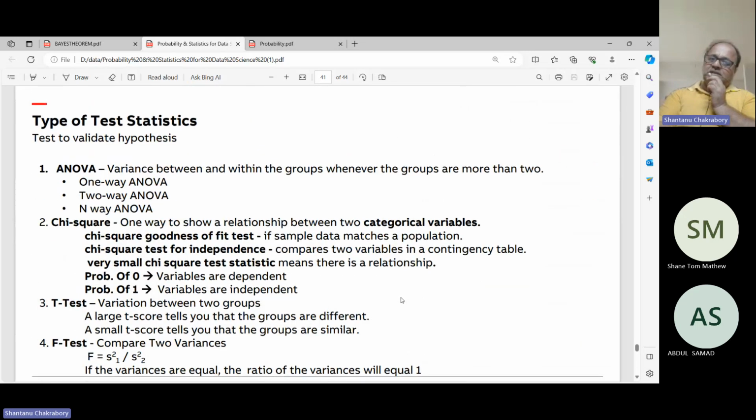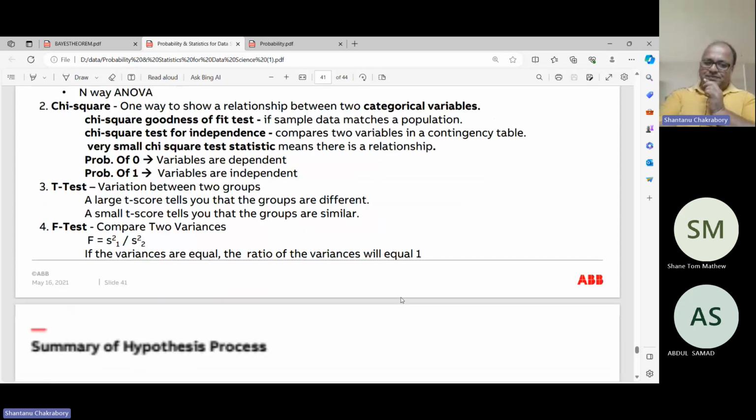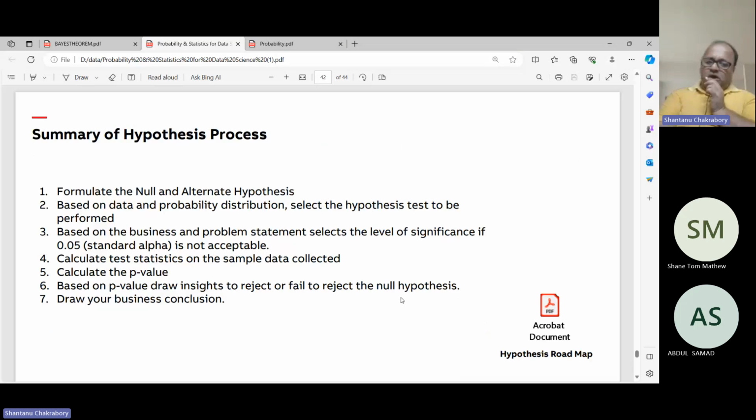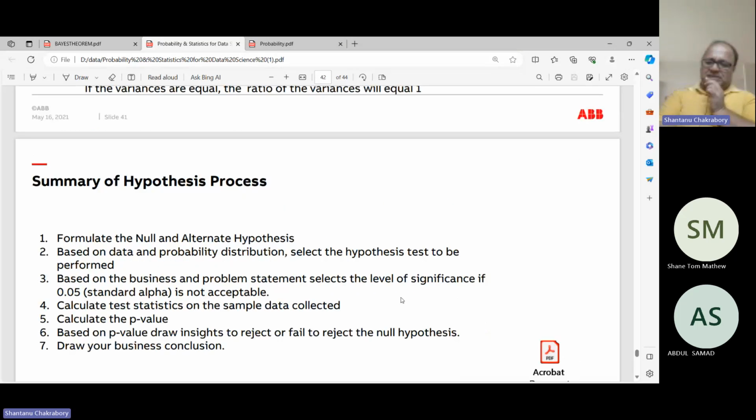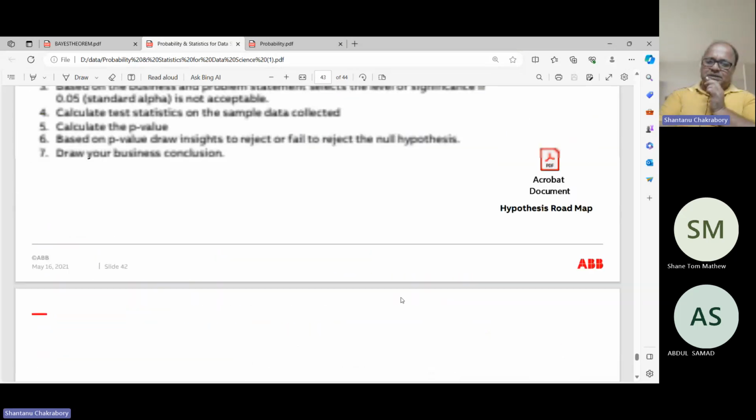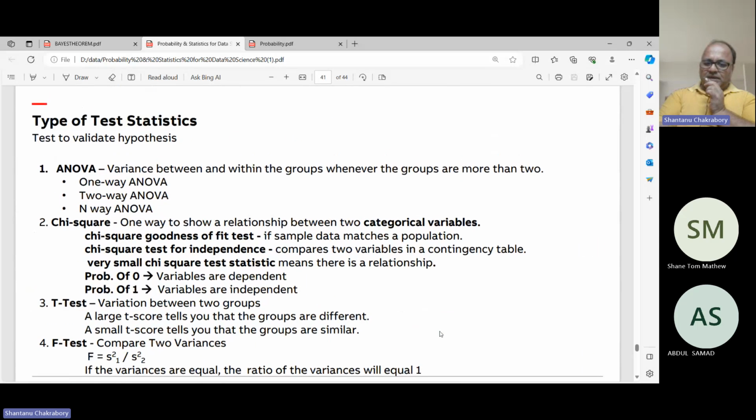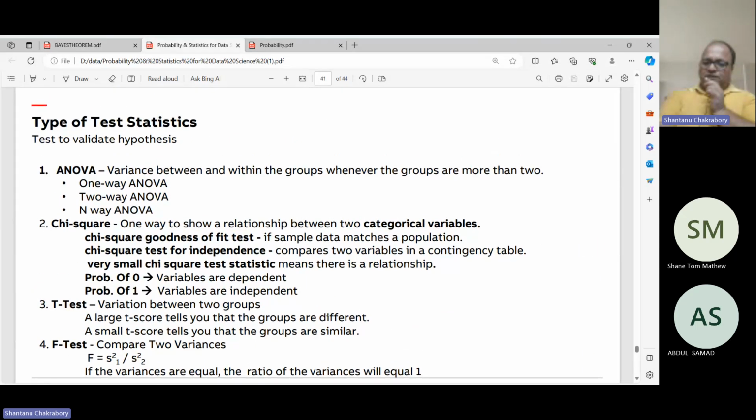Types of tests for inferential statistics: ANOVA, one-way, two-way, chi-square test, that is goodness of fit, t-test within two different groups, paired sample t-test, independent sample t-test, and F-test, that is comparing the variance, right? So this is all about your hypothesis testing, where we check whether the null hypothesis or alternate hypothesis is accepted or rejected. Any doubt, Abdul? Whatever we have done, a quick recap or brush up on what we have done till now.